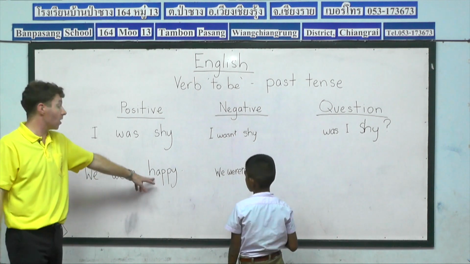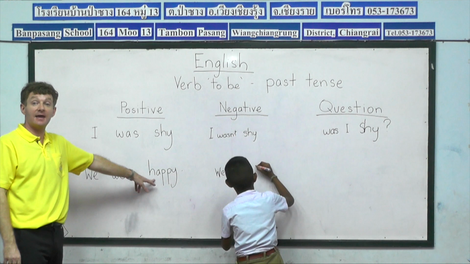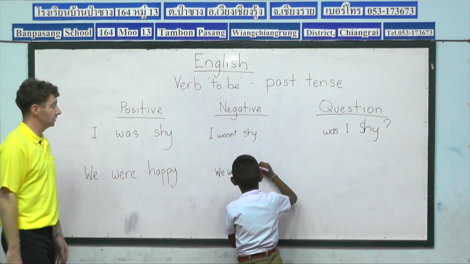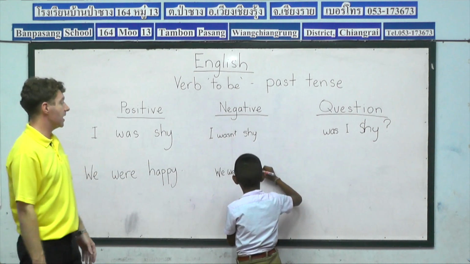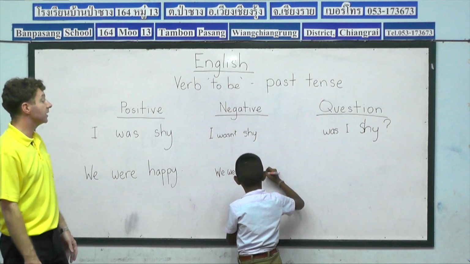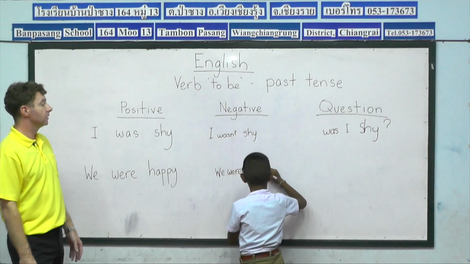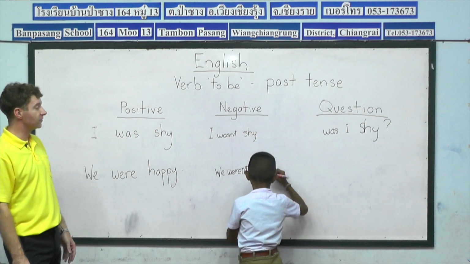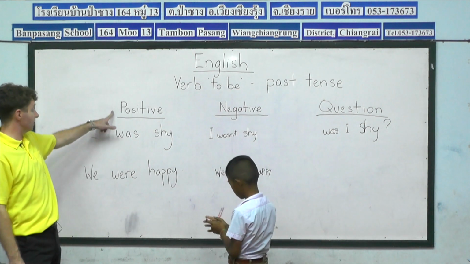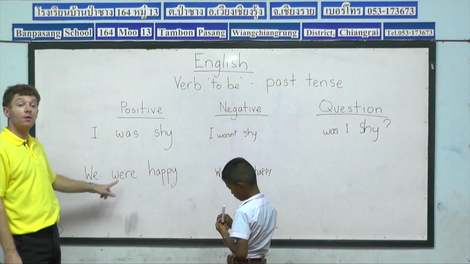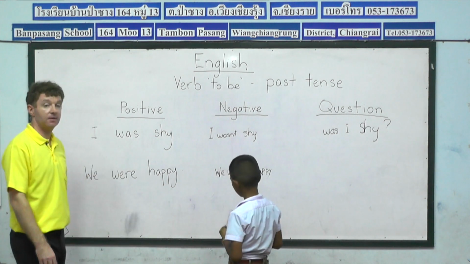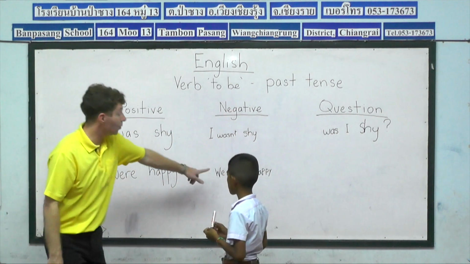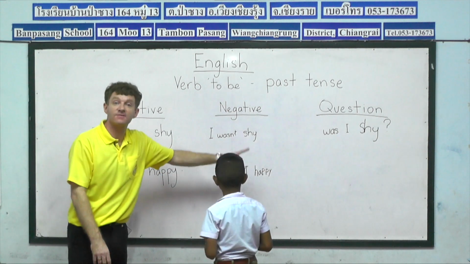And then Pat, our adjective. In this case, happy. H, A, P, P, Y. Excellent, Pat. Very well done. So we've gone from positive, we were happy, to negative, we weren't happy.